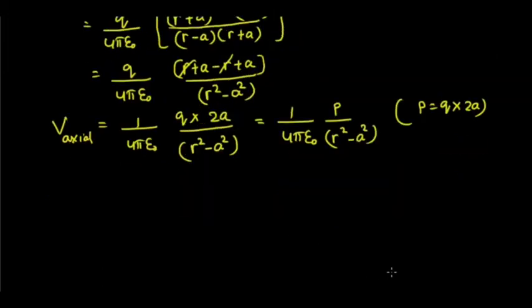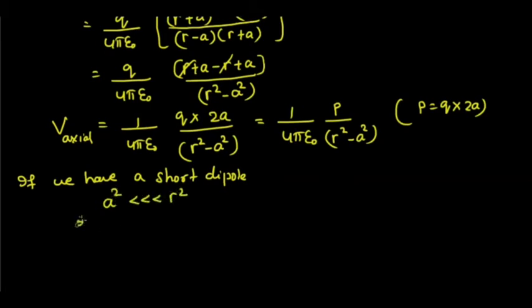Now we will discuss a special case, and the special case is if we have a short dipole. Short dipole means what? Short dipole means the dipole length is very small as compared to the distance at which we are finding the electric potential. So if we have a short dipole, then what will happen? The value of A square will be much less than R square. So we can assume that R square minus A square is approximately equal to R square.